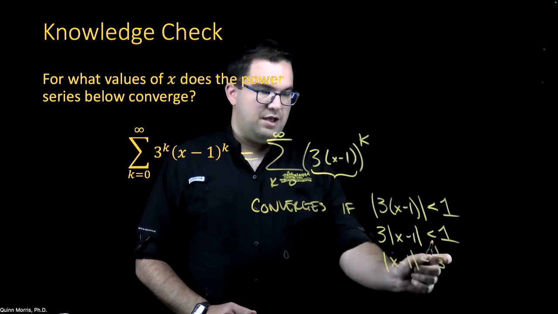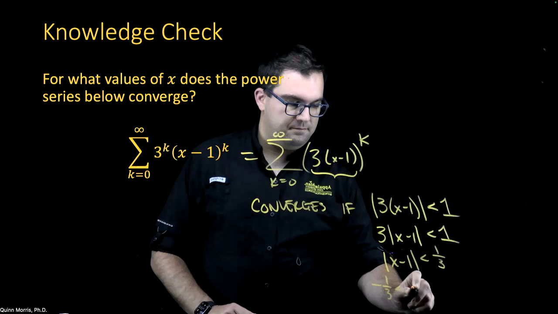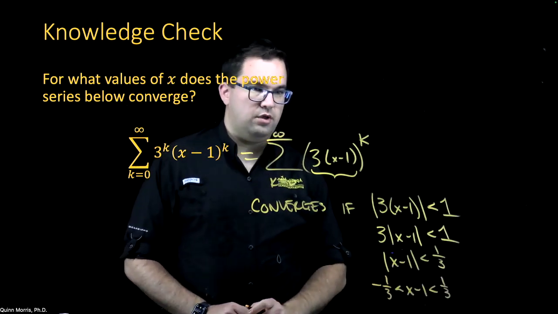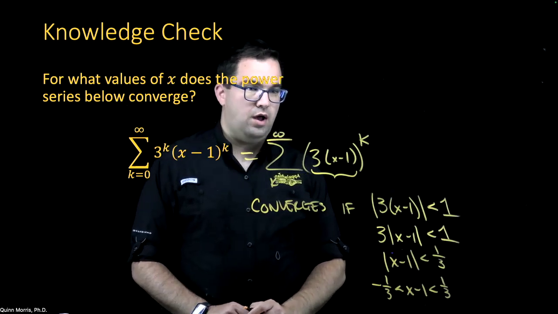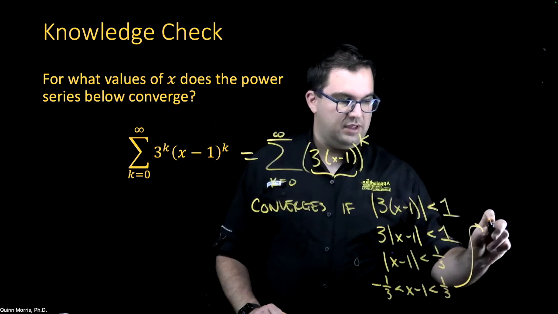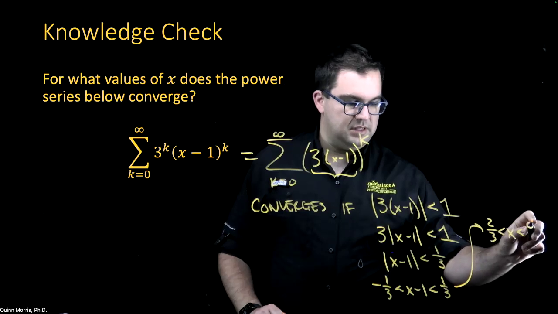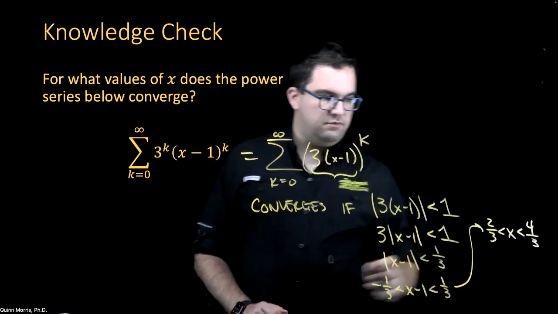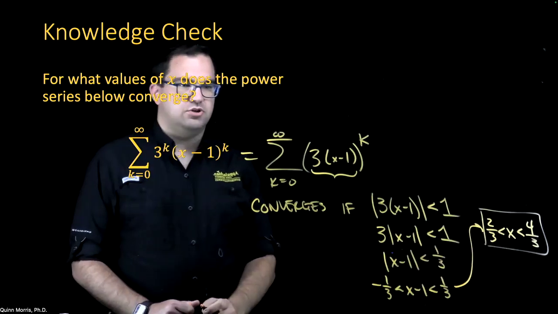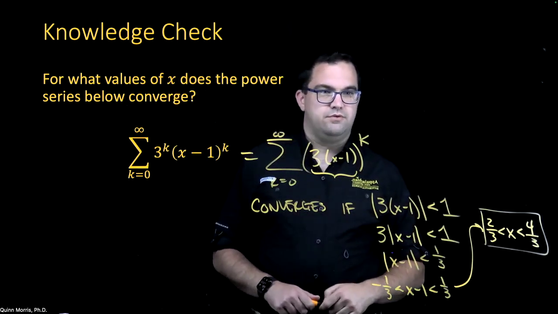Now, I have absolute value of something is less than 1/3. That means that thing is between -1/3 and 1/3. And now I can simply add 1 everywhere, 1 being the same as 3/3. And that will give me 2/3 is less than x is less than 4/3. So here I have the range of x values for which this power series will converge.